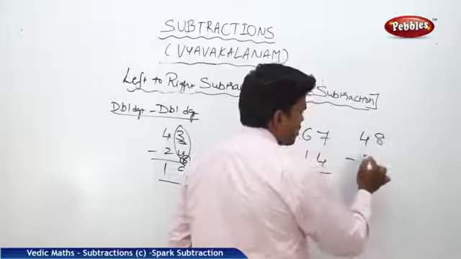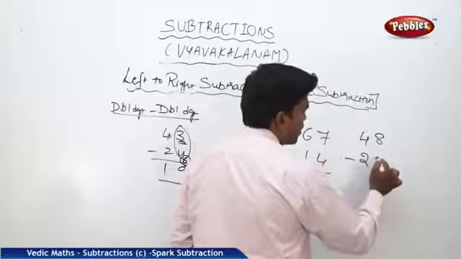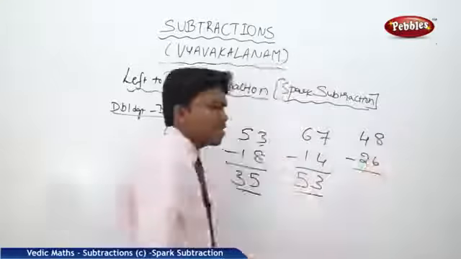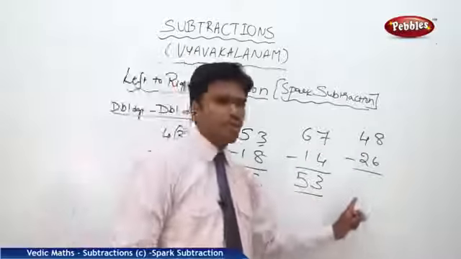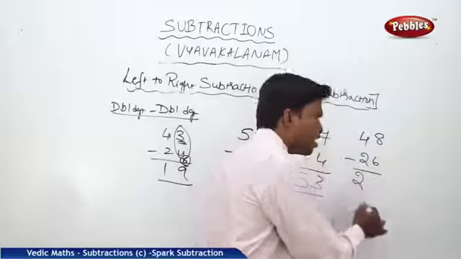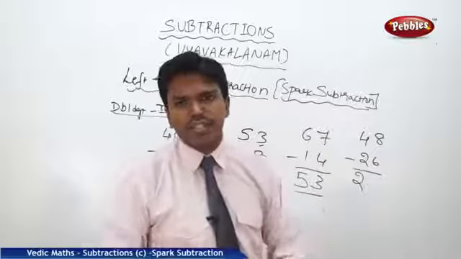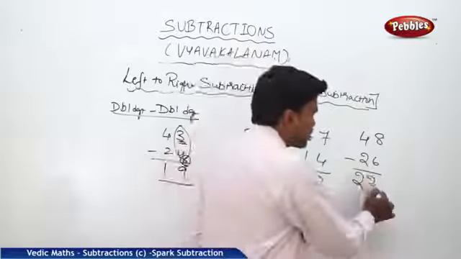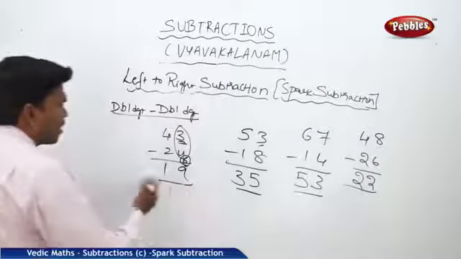48 minus 26. What is 4 minus 2? 2. But 2 only. Why? Because match. Now 8 minus 6, directly subtraction is possible. So 8 minus 6 is 2. The answer is 22.